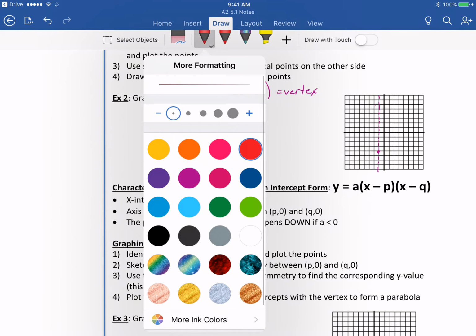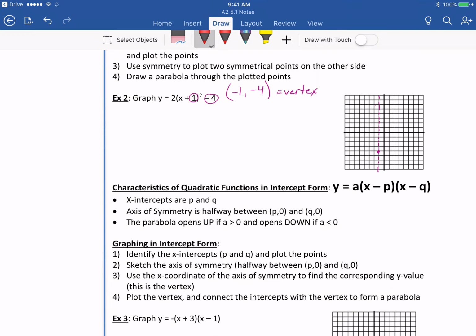Now what I have to do is plug in some numbers either to the left or the right. Again, I see that 0 and 1 are the two directly to the right, so that's going to be easiest. Let's find out what f of 0 is. Let's plug it in.